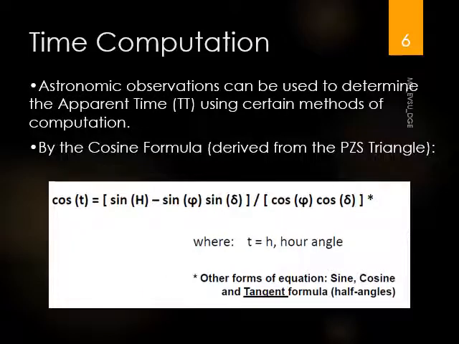Okay? For the time computation, the astronomic observation can be used to determine the apparent time, yung ating mismong time, using a certain method of computation. So, by means of the cosine formula, nade-derive na natin simula kay PZS triangle. Diba? Yung cosine H natin, similar na yun kay cosine t, yung hour angle. So, yung sine h, where h is the altitude, equals sine latitude sine declination plus cosine latitude cosine declination. So, pwede na tayong gumamit ng ibang formula, yung naka-half angle din.